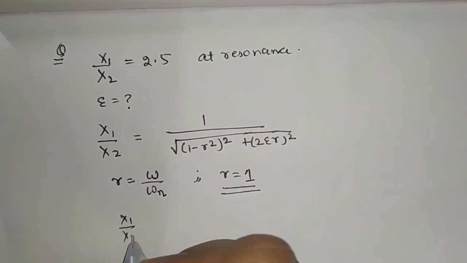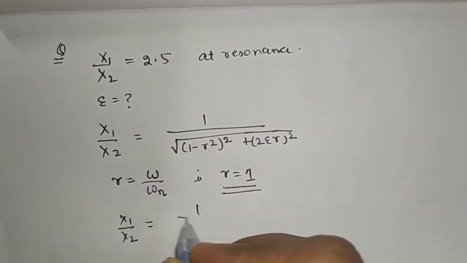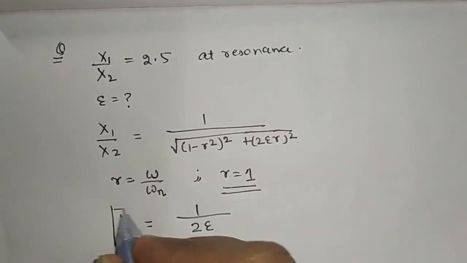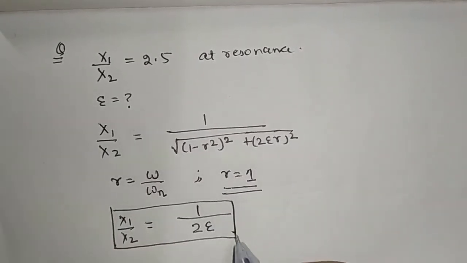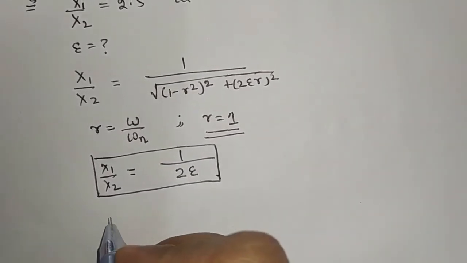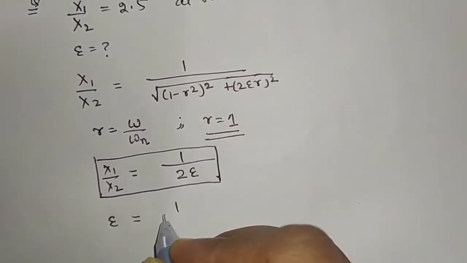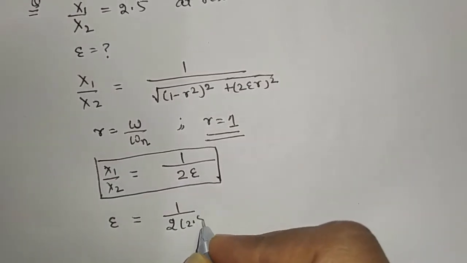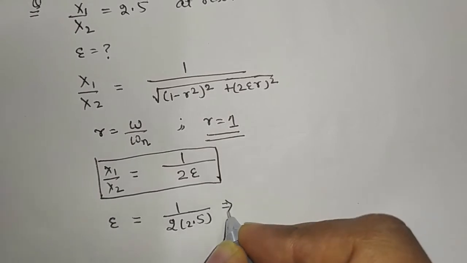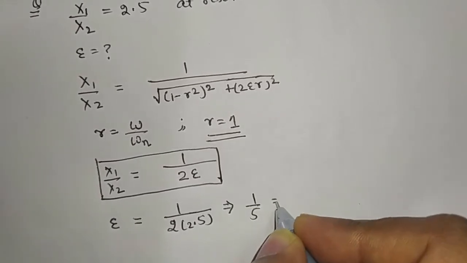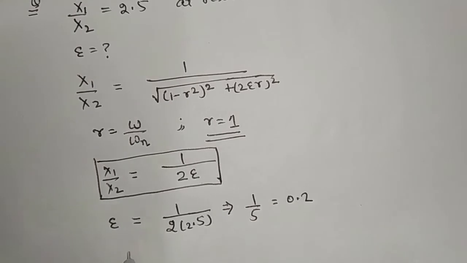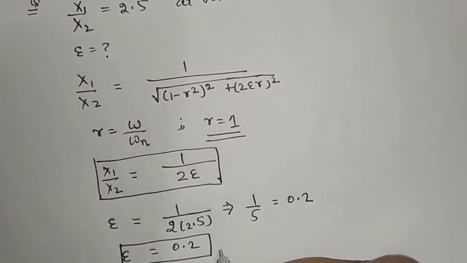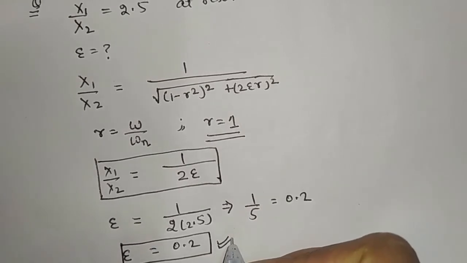So the amplitude ratio x1 by x2 will be equal to, after putting this value, 1 by 2ζ at the resonance condition. We have to find the value of ζ, which is 1 by 2 times the amplitude ratio, which is given as 2.5. So we will get 1 by 5, which is equal to 0.2. So the damping ratio will be equal to 0.2. This will be the correct answer.